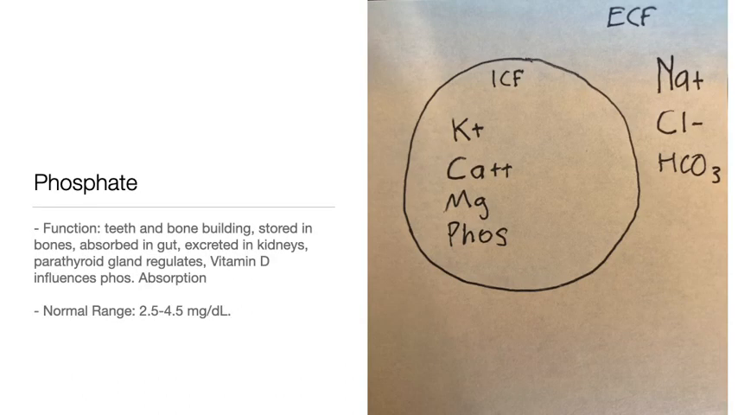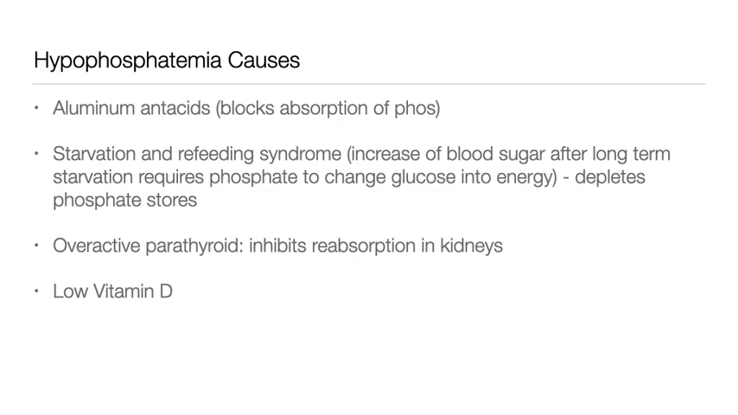Okay, I think it's our last one. Phosphate. Phosphate is involved in teeth and bone building as well. Stored in our bones, absorbed in our gut, excreted in kidneys, kind of like most of our electrolytes. Parathyroid gland is what regulates phosphate. Vitamin D influences phosphate. Like we said, calcium, potassium, vitamin D. Normal range for phosphate is 2.5 to 4.5 milligrams per deciliter.